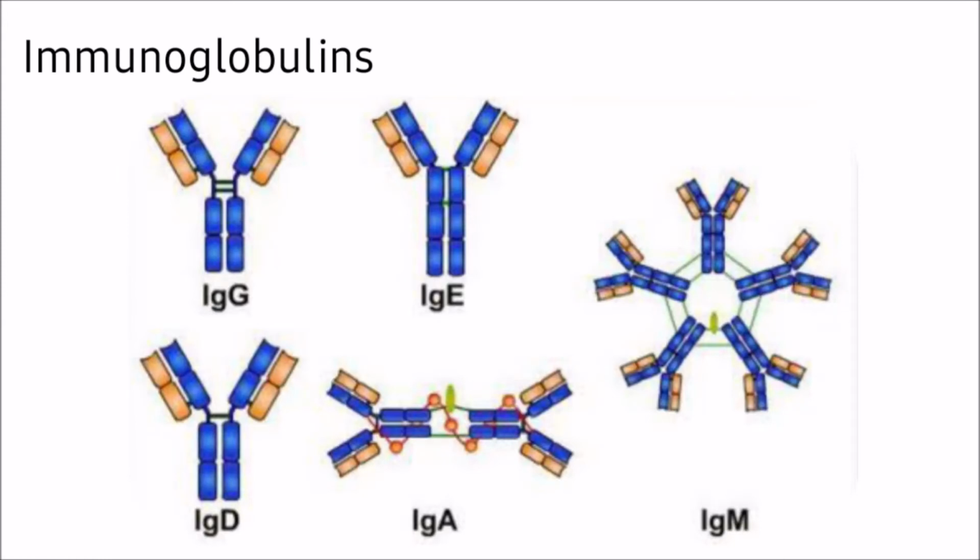These are the different structures of immunoglobulins. In IgG, here is the hinge region, and in IgD, here is the hinge region, and in IgA, there are two hinge regions. This is IgE, it has no hinge region, and IgM is pentavalent, and here is the J chain.